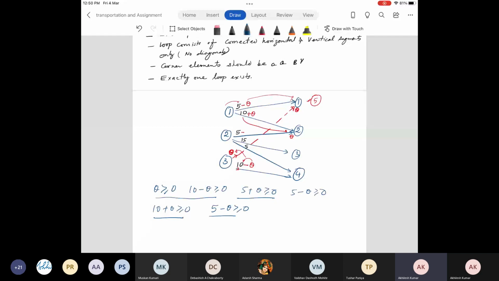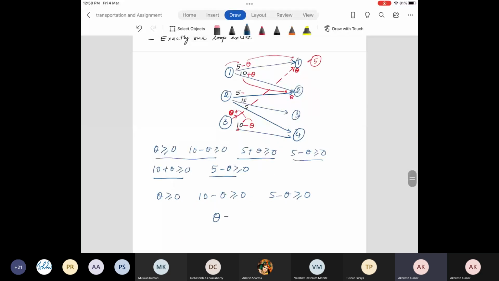So theta should be greater than or equal to 0, 10 minus theta should be greater than or equal to 0, and 5 minus theta should be greater than or equal to 0. If these are the three conditions, what should theta be equal to? Less than 5. Why not equal to 5? Yes, sir. Less than or equal to.